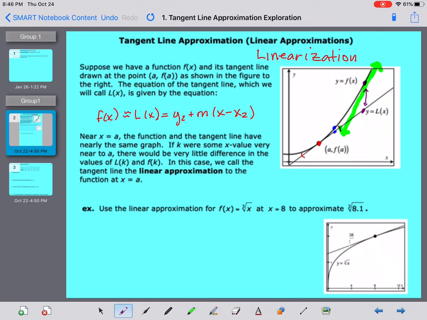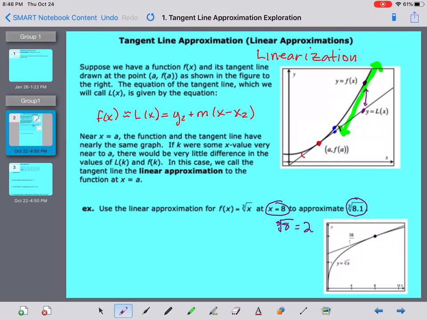So for instance, if I wanted to calculate the third root of 8.1, well, I don't really know the third root of 8.1, but I do know the third root of 8. So if I calculated the third root of 8, I get 2. Like, that's a calculatable value. Okay, because 8 is close to 8.1, I can use that x value of 8 to calculate and estimate what it's going to be when that x value is 8.1 by choosing a value that I can calculate. So that's why I'm going to choose x is equal to 8. I'm going to use 8 to approximate the 8.1.